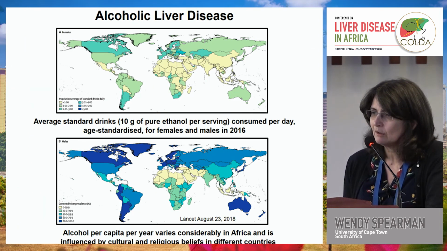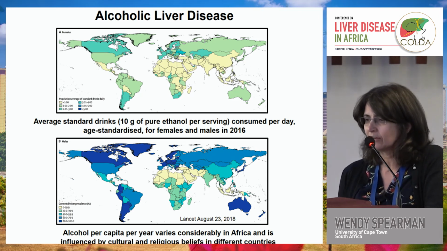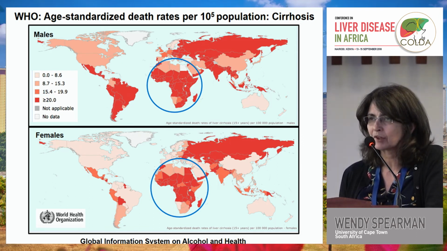In terms of alcohol, we can see in both females and males there's really a wide range of intake, and this is influenced by culture and religious beliefs in the different countries. But importantly, both in males and females, the age-standardized death rates due to cirrhosis are significant, and this is something that we need to address as a region.